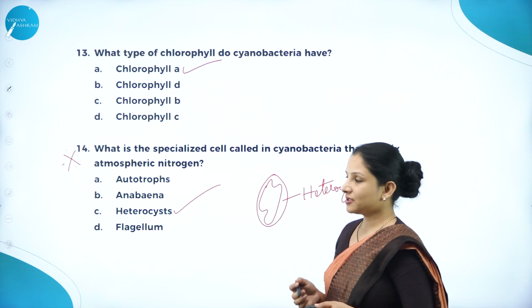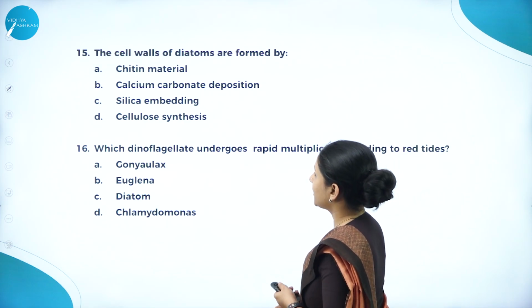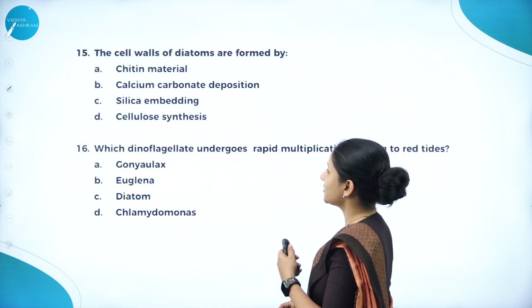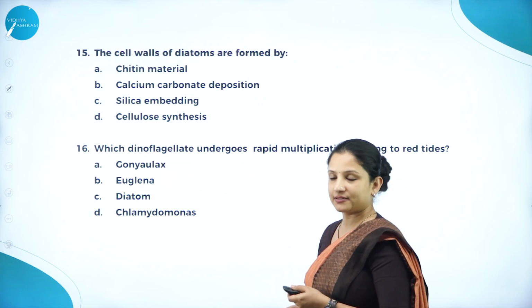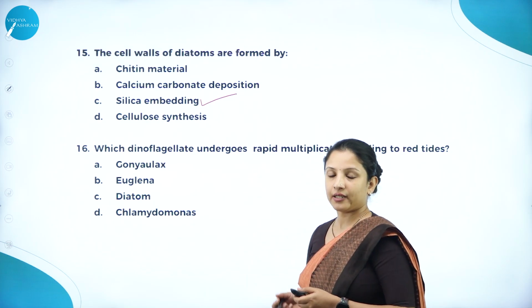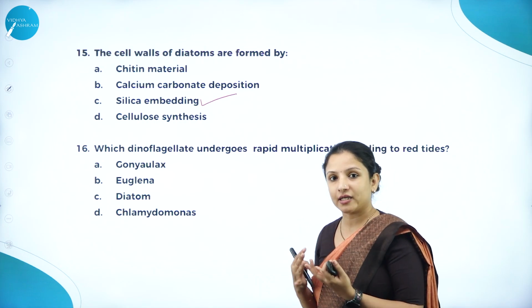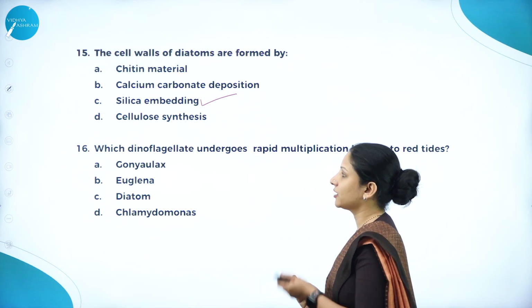So it is heterocyst. Next, the cell walls of diatoms are formed by chitin material, calcium carbonate deposition, silica embedding, cellulose synthesis. It is silica, and it is because of the presence of silica in diatoms, and the silica deposits for millions of years will result in diatomaceous earth. It is silica embedding. Next question.